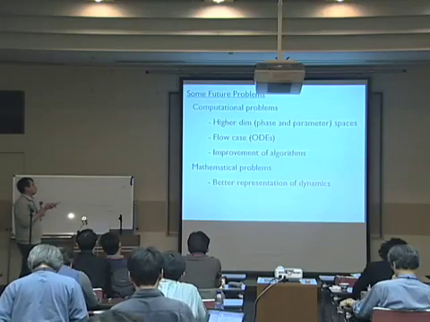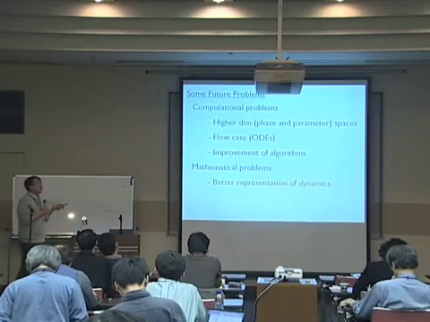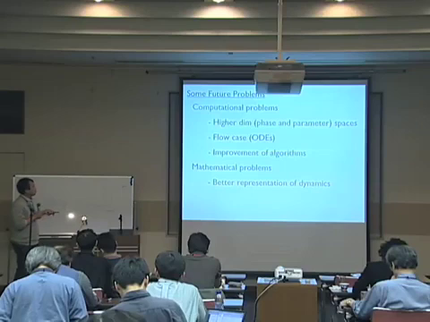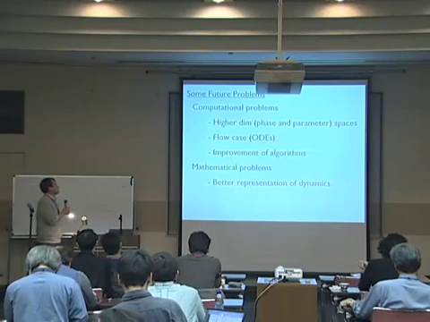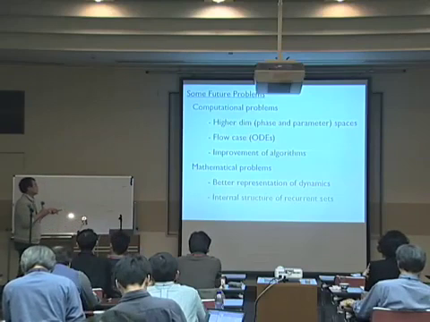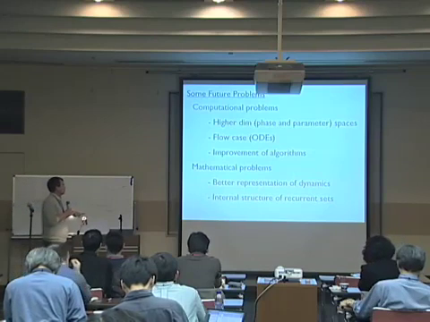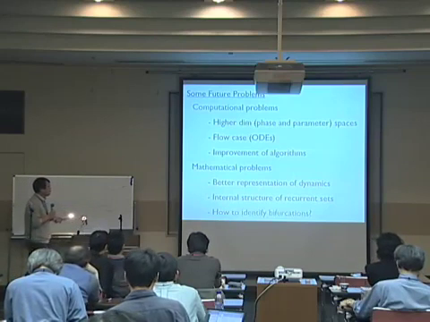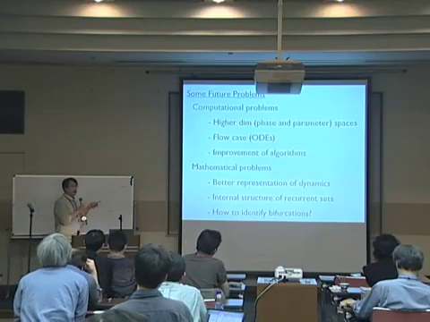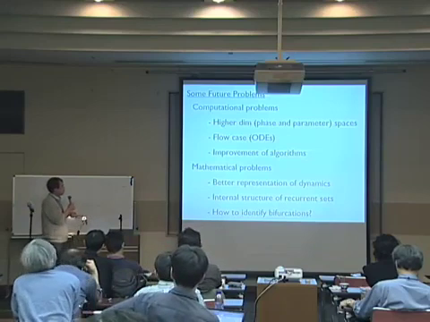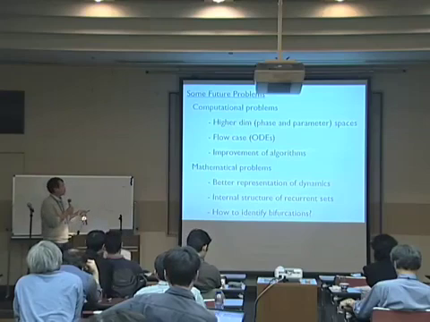Mathematically, we have used only the index to describe recurrent dynamics, but this is still very limited, so it may be much nicer if we have a different representation of recurrent dynamics. A better representation of dynamics, in particular, of the internal structure of recurrent dynamics. And also, it is very interesting to see bifurcations in this context. So we want to know how we can identify bifurcations from this type of computation.